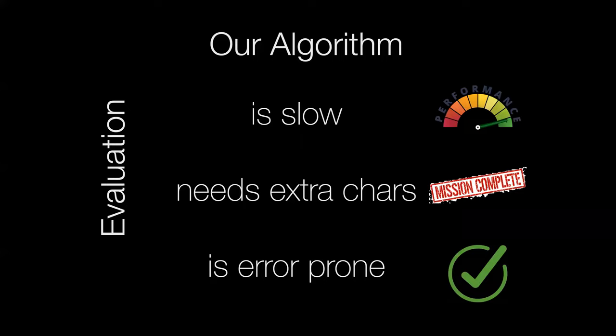So what we need to do is to evaluate our algorithm. And when we say an algorithm is slow, it means that we are evaluating the performances of the algorithm, okay? Performances, efficiency. Is it slow or is it fast? You may have two perfectly correct algorithms, okay, solving the same problem, but one is fast, one is slow, okay?